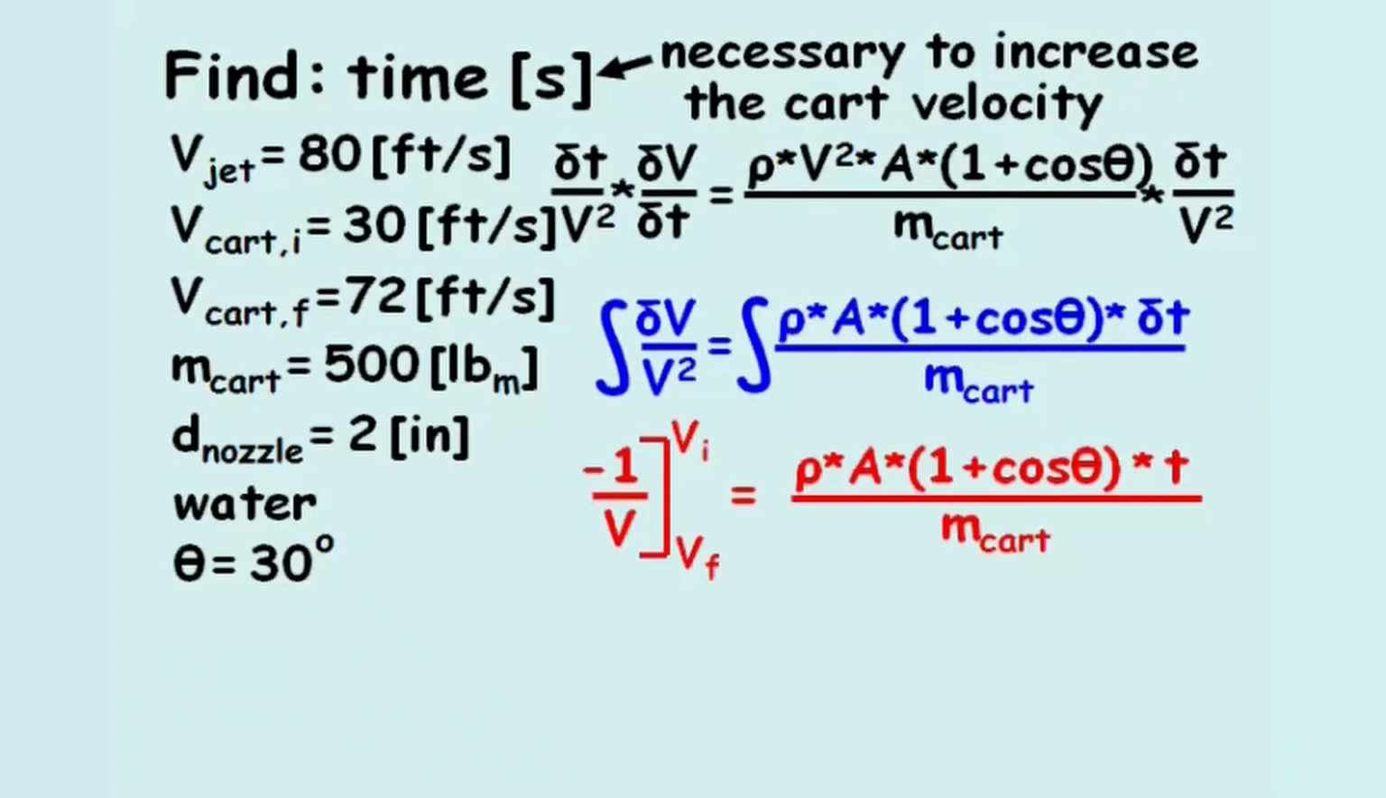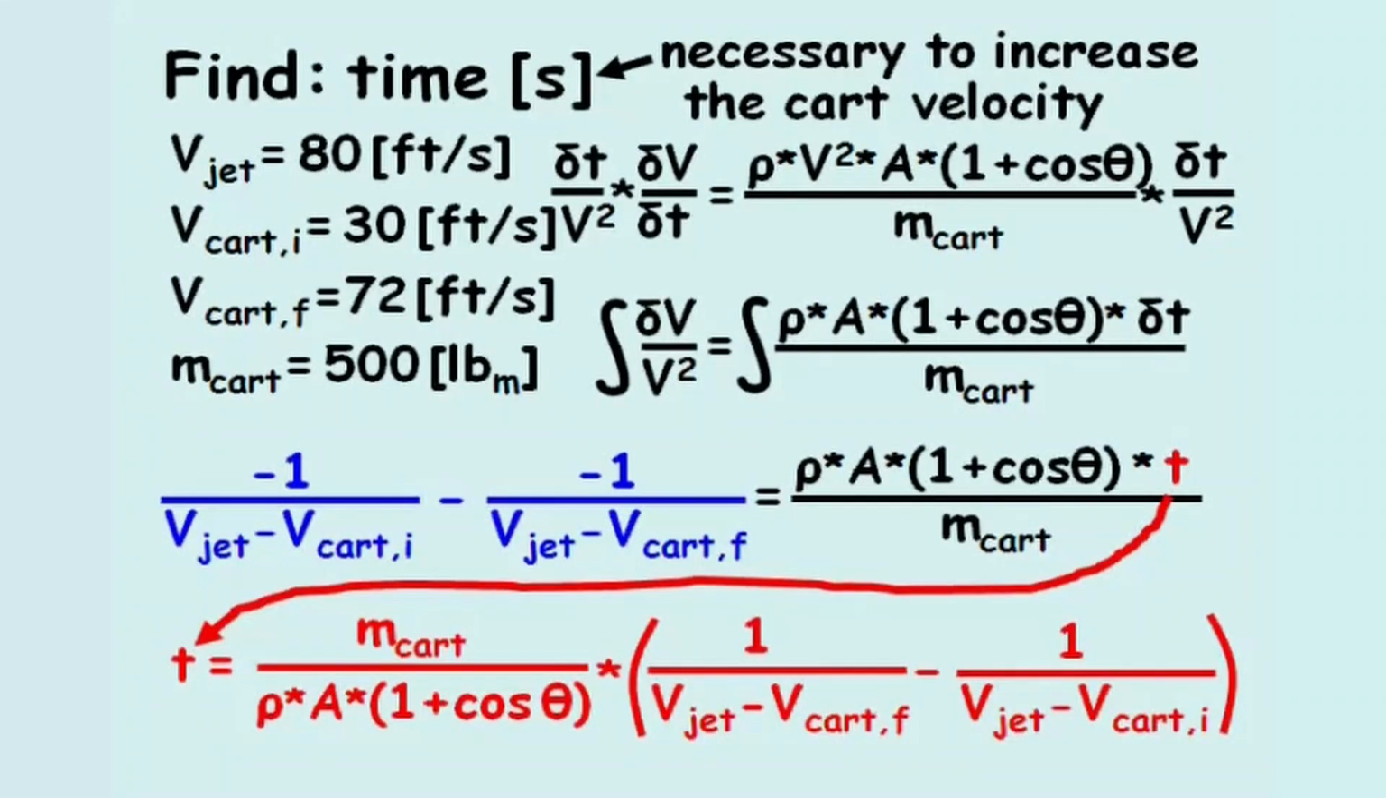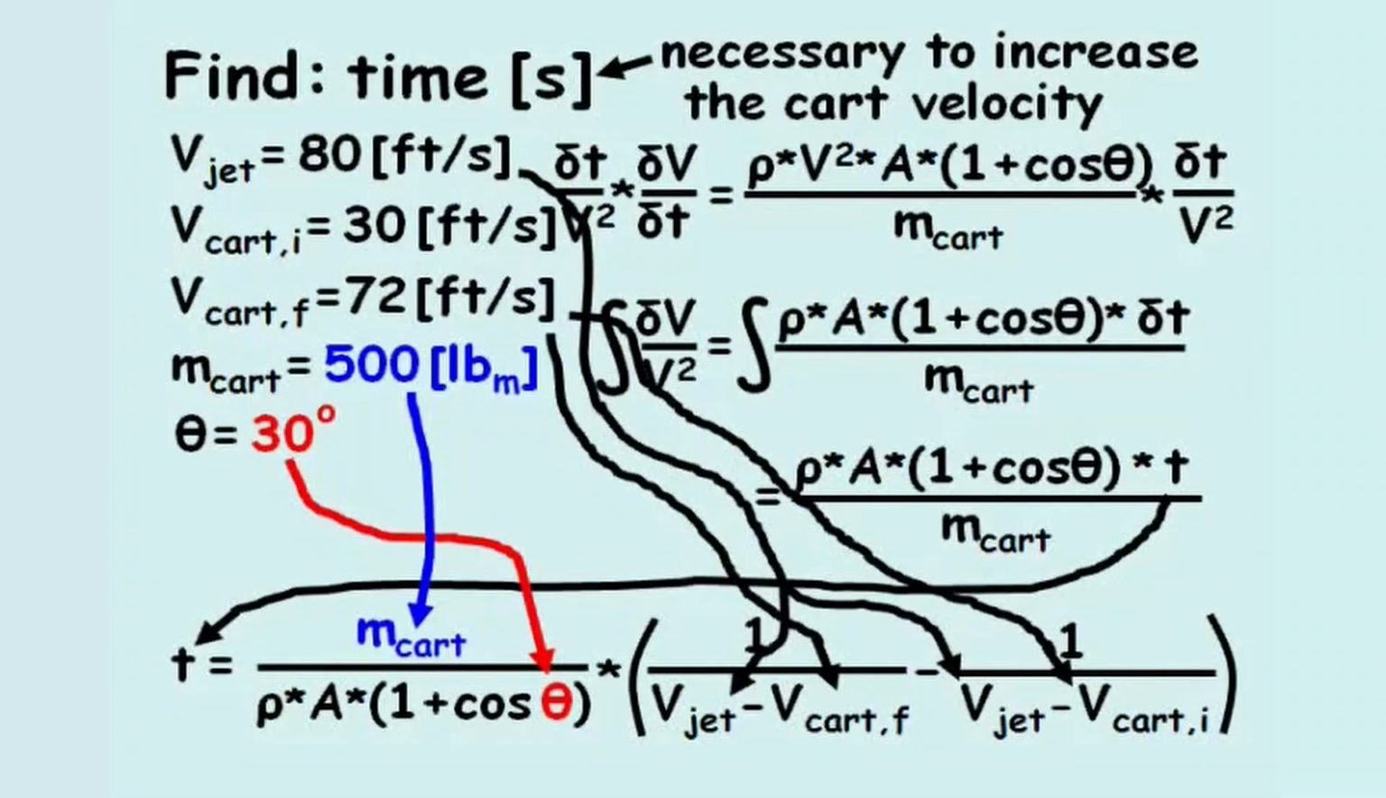After integrating, we'll expand out the left-hand side of the equation, while keeping in mind the velocity, v, refers to the difference between the velocity of the hydraulic jet and the velocity of the cart. After expanding, we can isolate the variable for time, t. At this point, solving for t is a matter of plugging in the variables. From the problem statement, we already know the three velocities, as well as the mass of the cart, mcart. We were also given the angle theta, which equals 30 degrees.